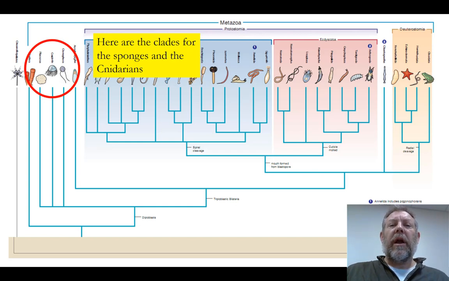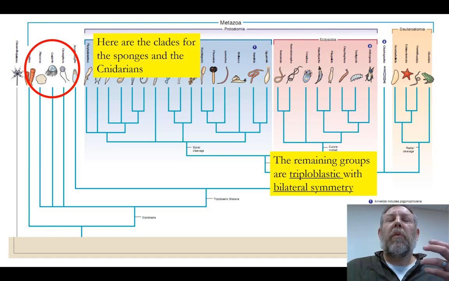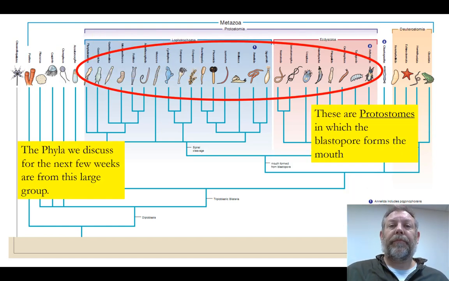And if we look at our phylogenetic tree, you see where those phyla are located here. Now we see that the organisms that are left, their shared derived characteristic is that they are triploblastic. And what also comes with triploblastic is they also have bilateral symmetry.